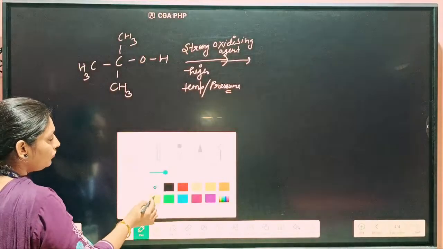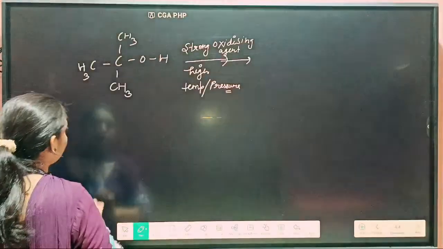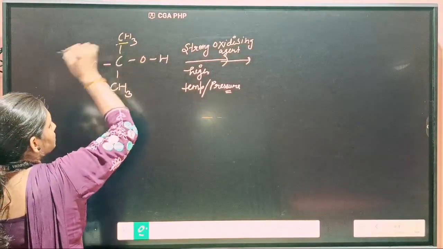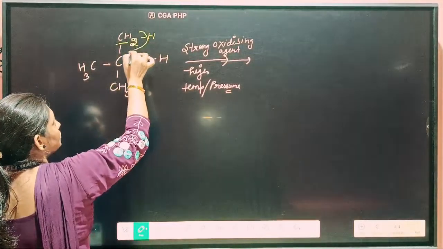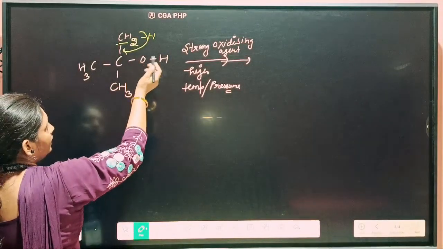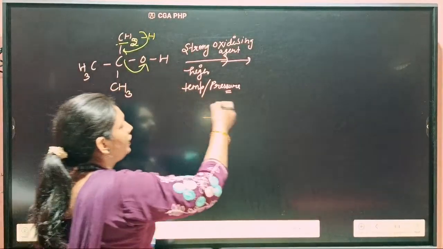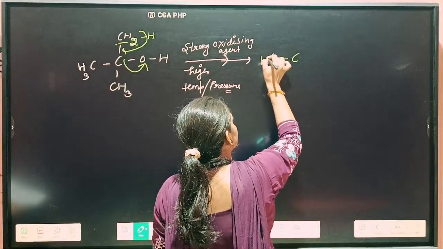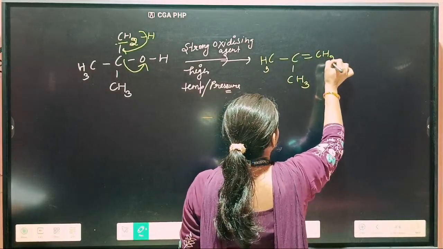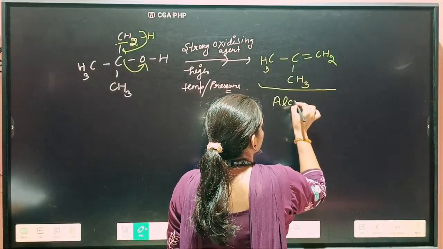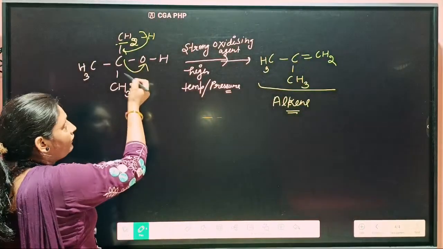But here the bond will not break between oxygen and hydrogen or carbon and hydrogen. Here the bond will break between carbon and carbon. What will happen here? I can write this in this way. So this bond will shift here, and from here removal of water takes place and formation of alkene takes place. Dehydration takes place in that. Alkene formation will be there if we have tertiary alcohol.